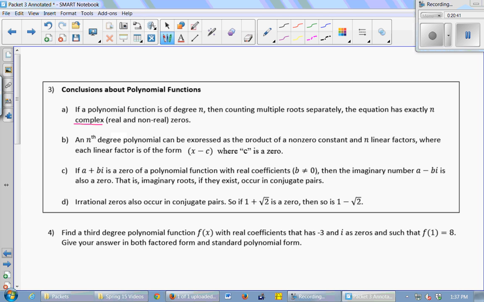All right, sorry, let's go back to our conclusions. Up here. Okay, conclusion B. An nth degree polynomial can be written as the product of a non-zero constant, that's the a that we were talking about in the preview exercises, times n linear factors. And each linear factor would look like x minus c, where c is one of your zeros. If a plus bi is a zero, with real coefficients, then a minus bi is also a zero, right? Think about our preview exercises.